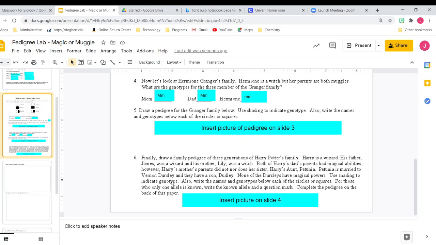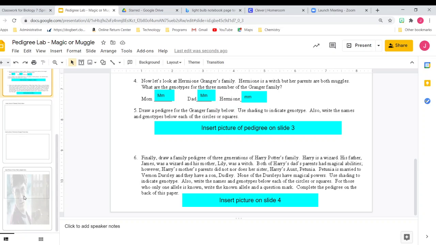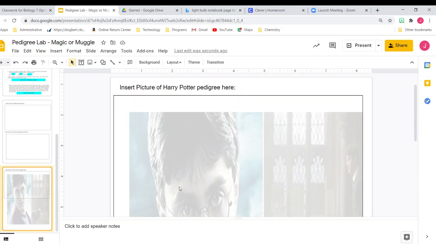Use shading to indicate genotype. Also write the names and genotypes below each of the circles or squares. For those who only one allele is known, write the known allele, so if they just have a lowercase a, and a question mark. And for me, you can just put a question mark if you want. Complete the pedigree on the back of this paper. You were actually completed on paper, and then you're going to insert that picture of the pedigree on slide 4. Okay? If you guys need help or have any questions, please let me know.